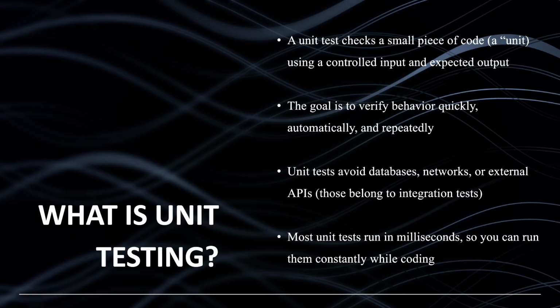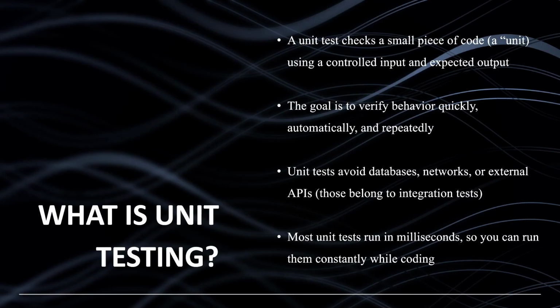So, what is unit testing? A unit test is an automated check that verifies a small piece of code behaves the way we expect. When I say small piece, I mean a unit, like a method, a function, or a small class behavior. A unit test follows a simple concept. Given an input, we expect a specific output or behavior. The reason unit tests are valuable is because they are fast and repeatable. You can run hundreds of unit tests in seconds.